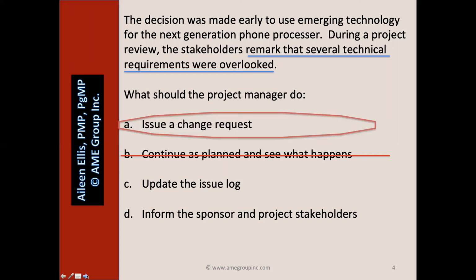B, continue as planned and see what happens. I hope you're getting the idea that that answer is going to be wrong in almost every case. C, update the issue log. Well, this is different than an issue. It's that we want to create or issue a change request because we want to get this fixed. D, inform the sponsors and project stakeholders. Well, they will be informed through the change request, but I want to get the change request started.